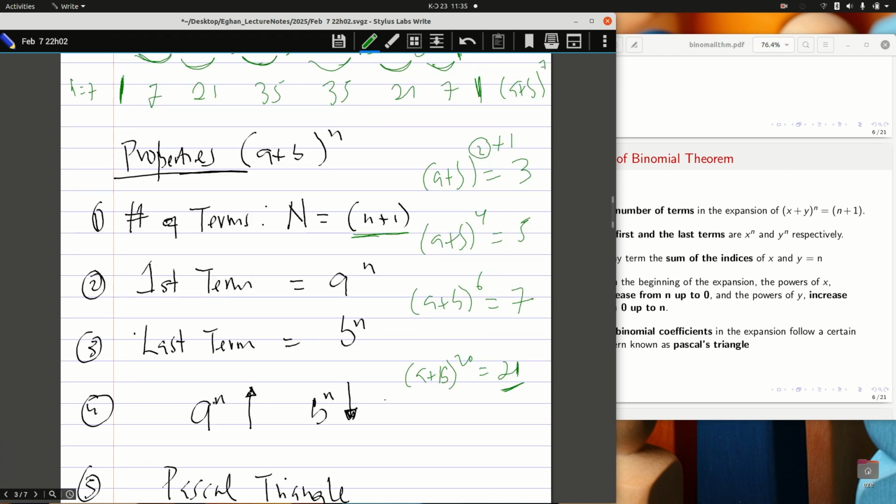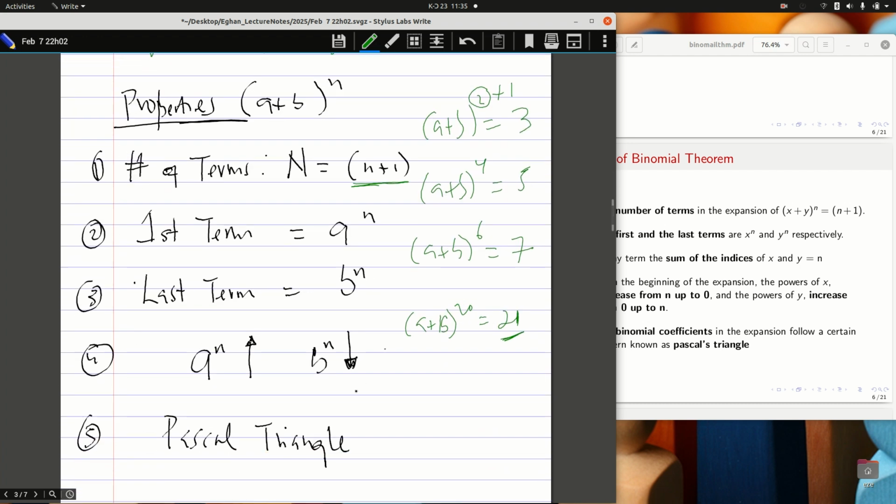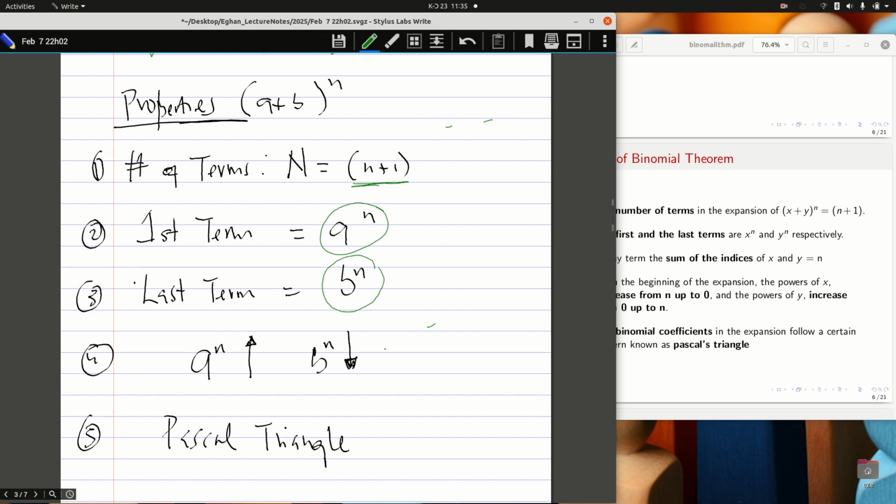The second property says the first term would always be, so let me clean these things here so I can keep explaining them, a to the power n, and then the last term is b to the power n, which if you move back to the expansion, you would realize. This means if I have a plus b to the power 2, my first term will be this, my last term will be that.